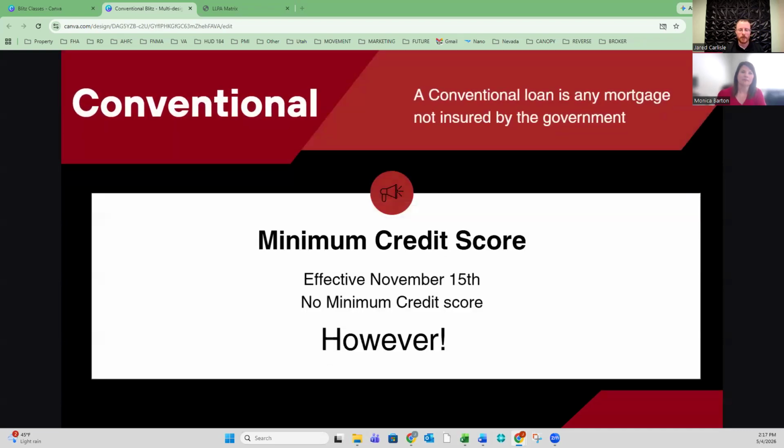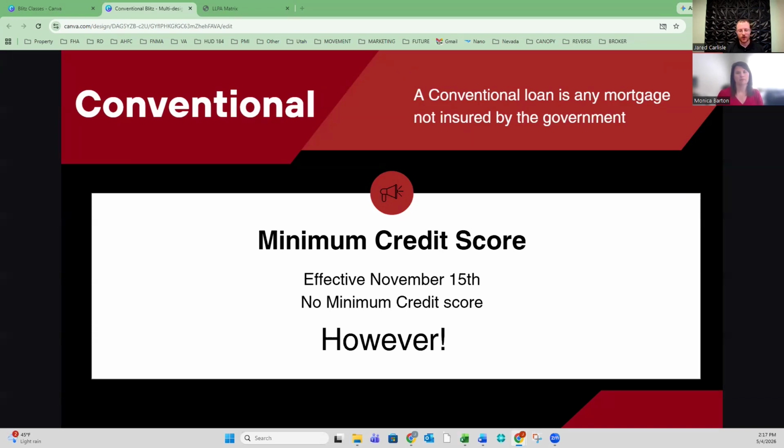All right. Minimum credit score for conventional loans. Effectively, on November 15th, there was no more minimum requirement. However, just because there's not a minimum doesn't mean you can still get approval for anything. So when lenders are doing stuff behind the scenes, they submit over to what's called AUS, Automated Underwriting System, DU. So you have this application that was filled out by the borrower. The loan officer goes in, tweaking some stuff based on the documentation that's provided, and then submitting all the data into a system for underwriting to give an automated underwriting evaluation.